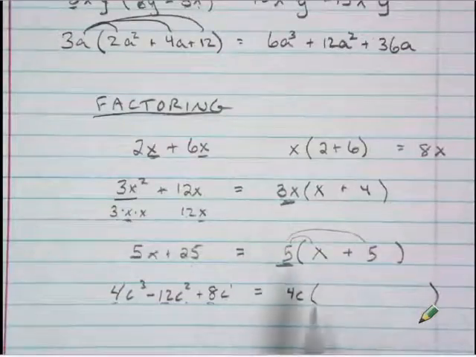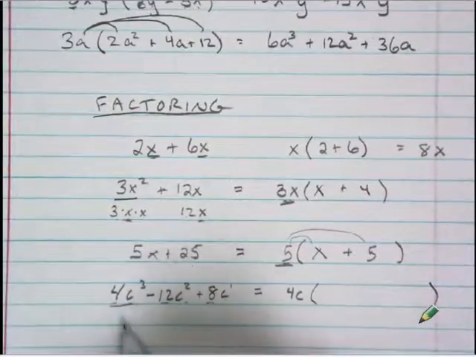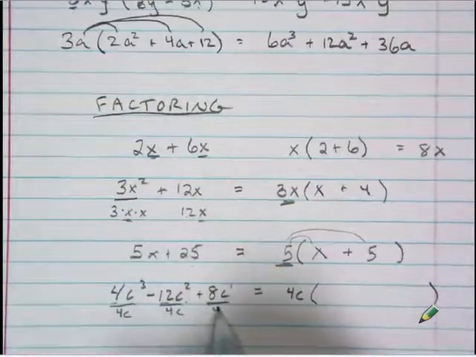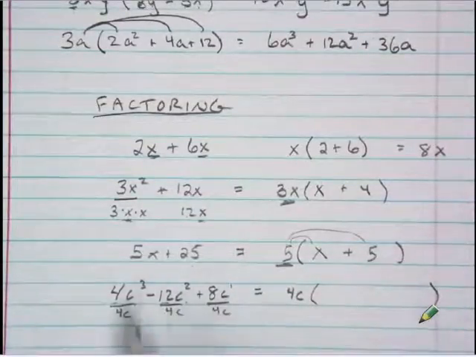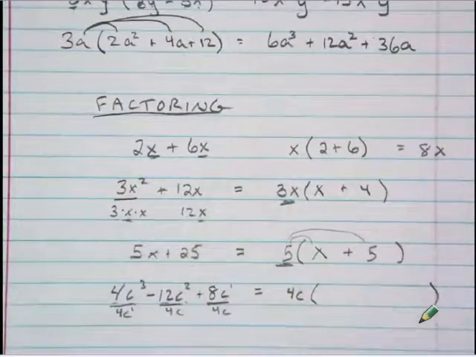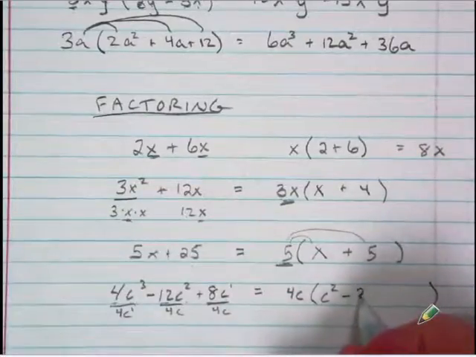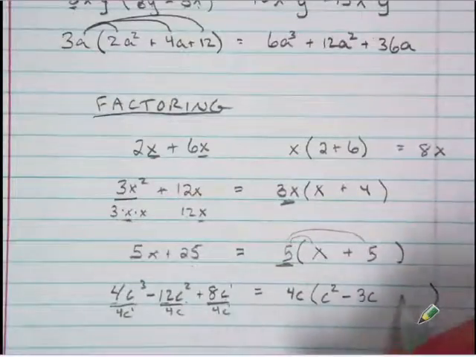So I've been asking, 4c times something is 4c cubed. If you think about what that really means, it means that I am dividing this by the GCF. And then I'm going to divide this by the GCF and this by the GCF. Okay, that's how I'm coming up with the things on the inside. So 4c cubed divided by 4c, remember that's to the first, is just simply c squared. And then 12c squared divided by 4c is minus 3c. 8c to the first divided by 4c to the first is just 2.